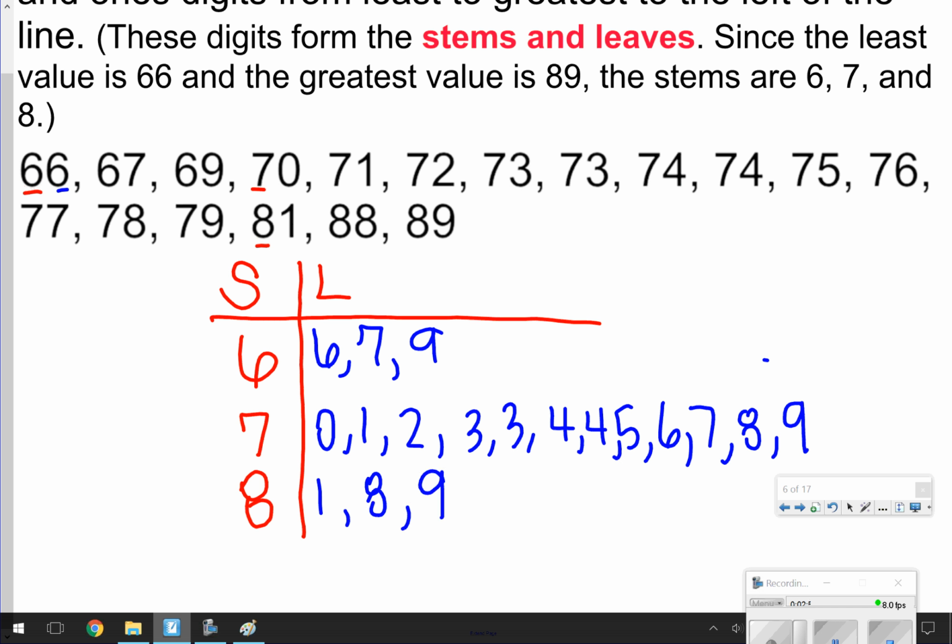Once you are done drawing your stem and leaf plot, you can tell where most of your data is. In this case, all of our data are in the 70s. So a sentence that we could write in summary would be, most of my data is ending up in the 70s, or the largest number is 89, or the smallest number is 66. So this would be step 2.